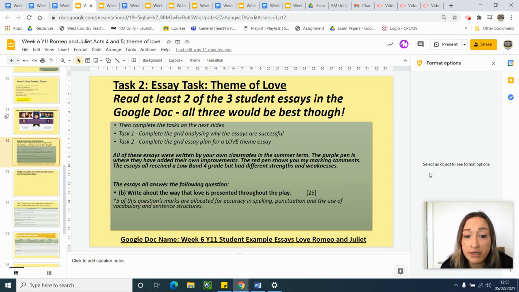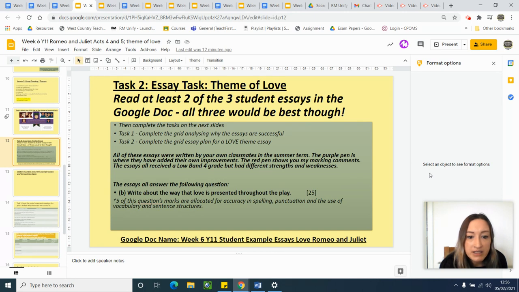All of these essays are written by your own classmates in the summer term, so it is possible to learn like this, okay? The three students that wrote these are three students that engaged with every single week's worth of work, that asked me questions, that utilised me as a teacher, and that managed to really push themselves during the lockdown. And this shows you what it is possible to produce by yourself by following these lessons, all right?